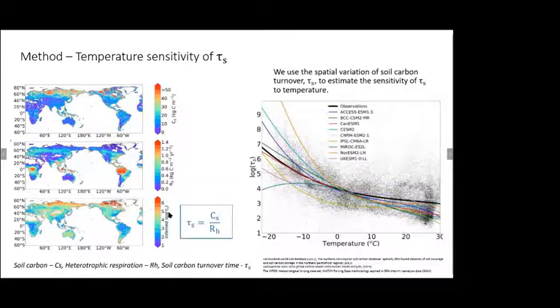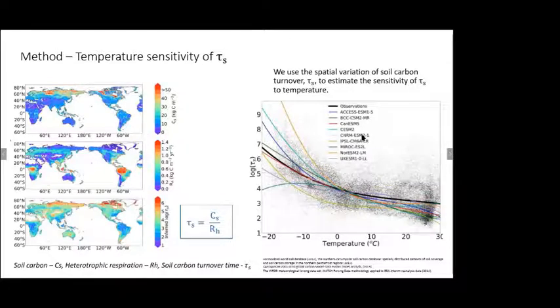And then from this, using the equation, we deduce an inferred soil carbon turnover time from observations. To investigate the temperature sensitivity of this, we plot against temperature, where the black data here is each latitude and longitude, and the thick black line represents the relationship between soil carbon turnover time and temperature. So this black line represents the spatial temperature sensitivity of the soil carbon turnover time.